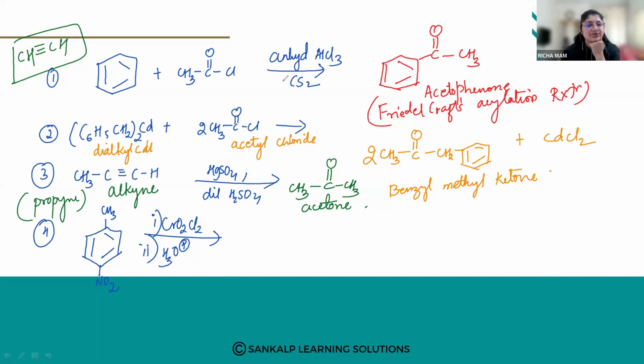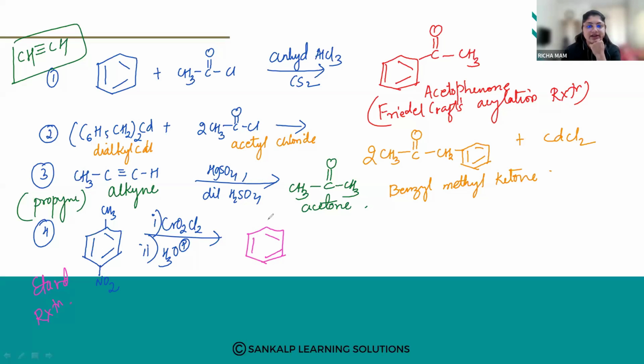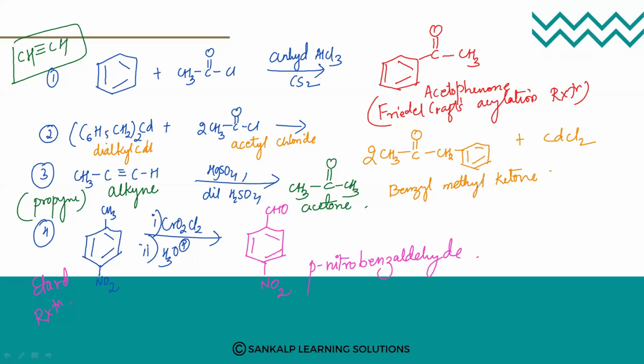So you have a methyl substituted product and you are going to do the chromyl chloride test. This is the Etard reaction. What will be your product obtained? The Etard reaction is specifically for aldehydes. Your methyl group is converted into an aldehydic group. So this is para-nitrobenzaldehyde. Is it clear, everybody? Yes, ma'am.